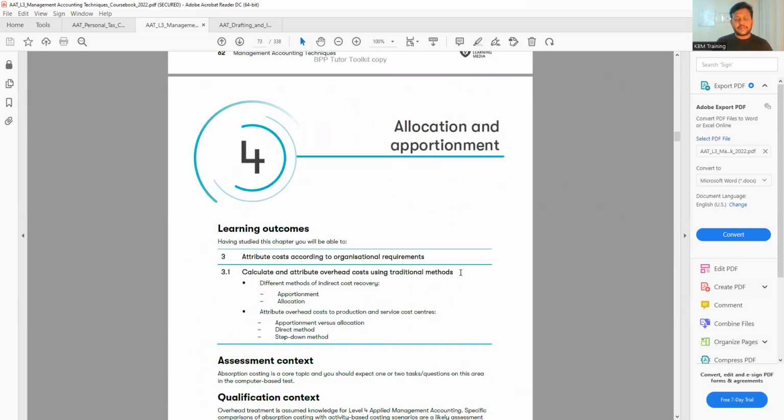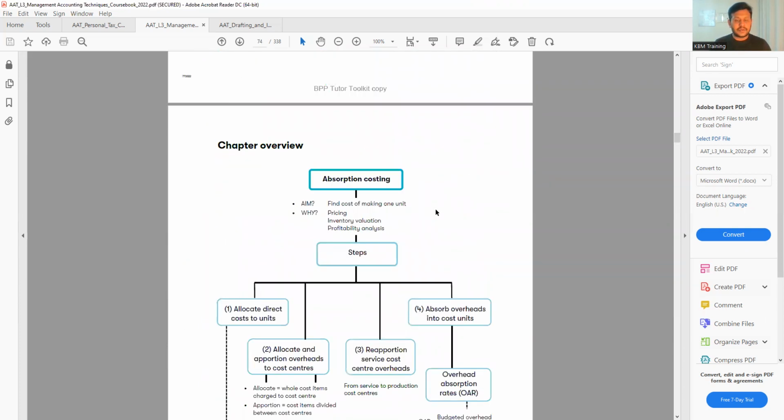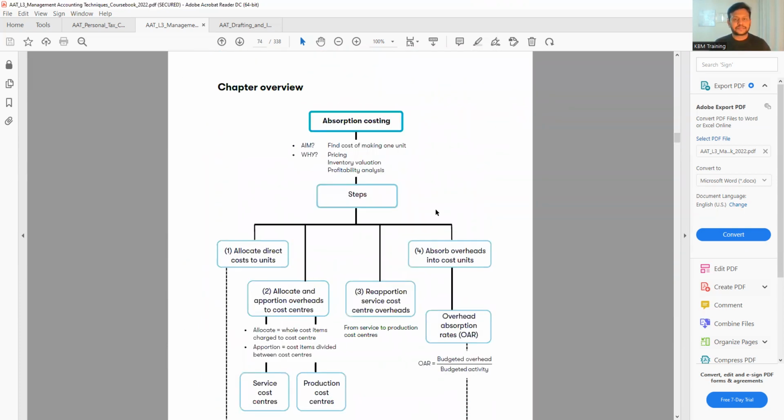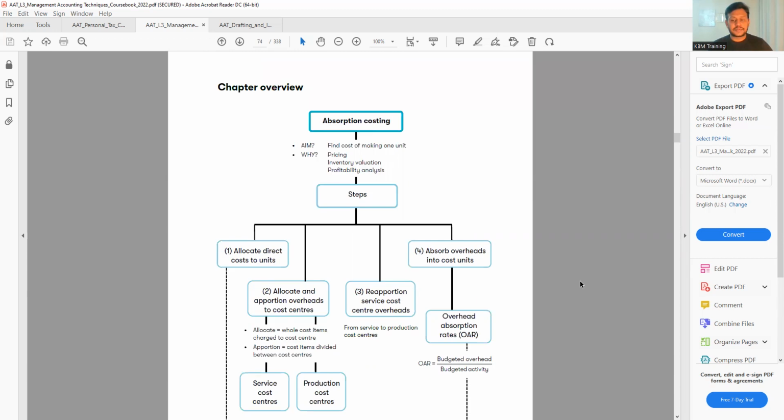We'll move to the next chapter now, chapter number 4, about allocation and apportionment. It is a very important chapter because we will see questions in the exam from chapters 4 and 5. Let's look at the chapter overview. The first thing we need to know is what absorption costing is, what apportionment is, what reapportionment is. Let's try to understand a little bit before we start.